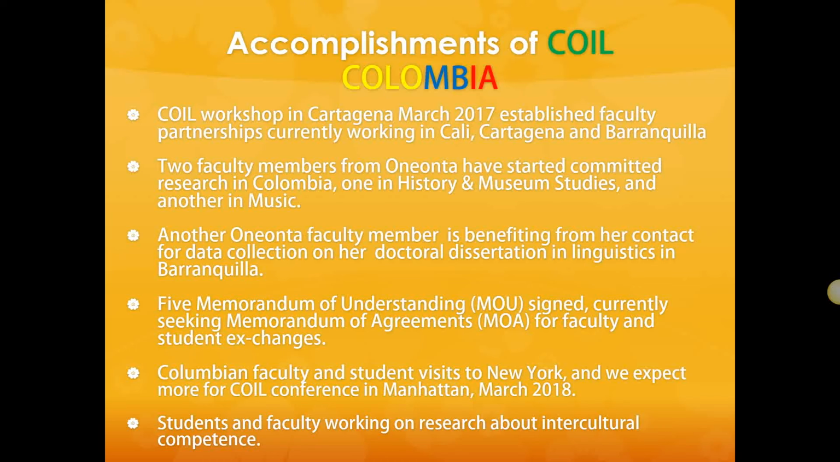We are excited for where we're moving forward with this. We're looking forward to recruiting more people to go down to Colombia, hopefully in the next year, in addition to targeting some new countries to work with as well moving forward.